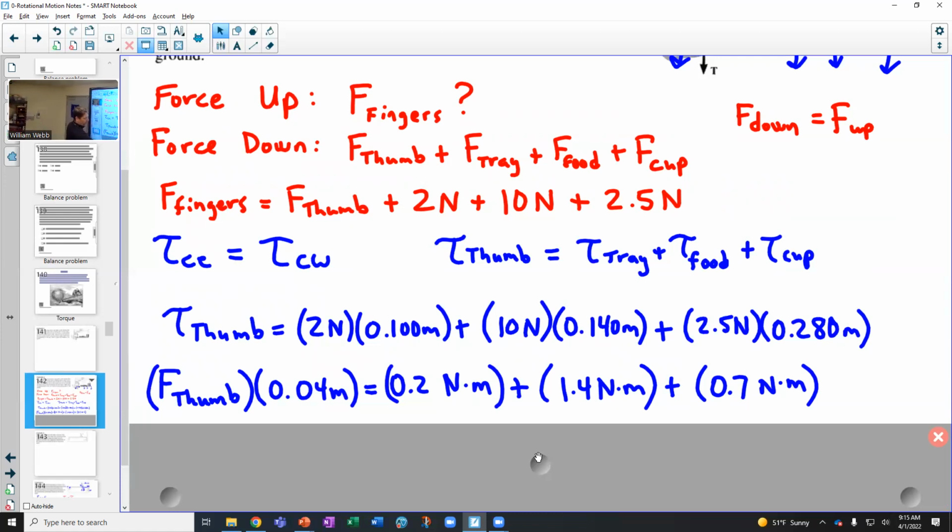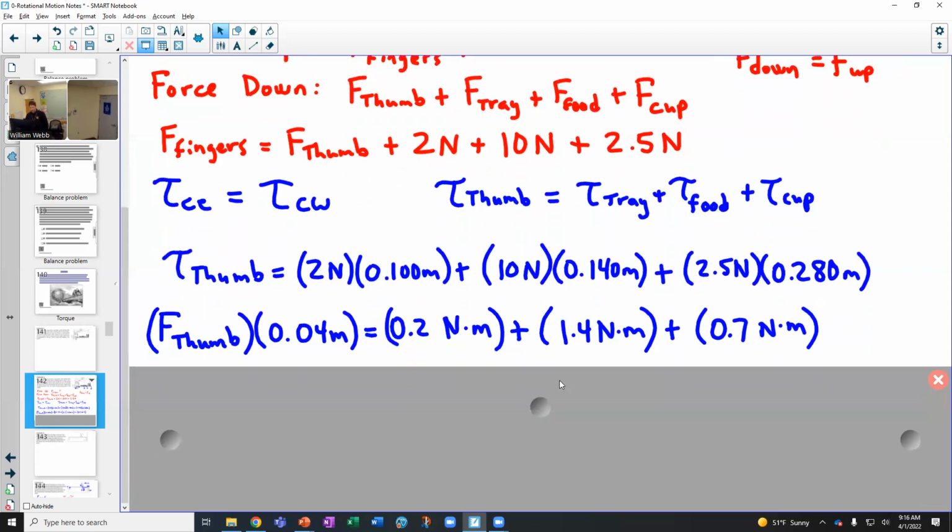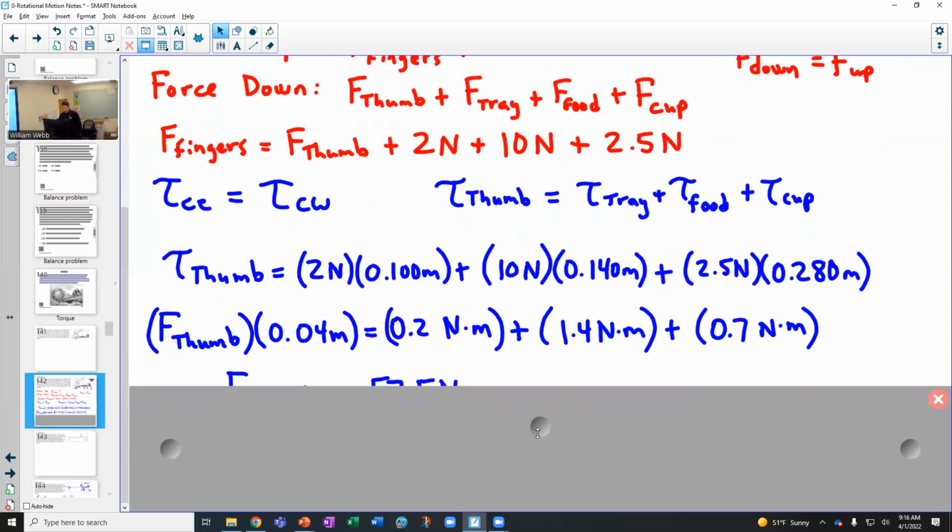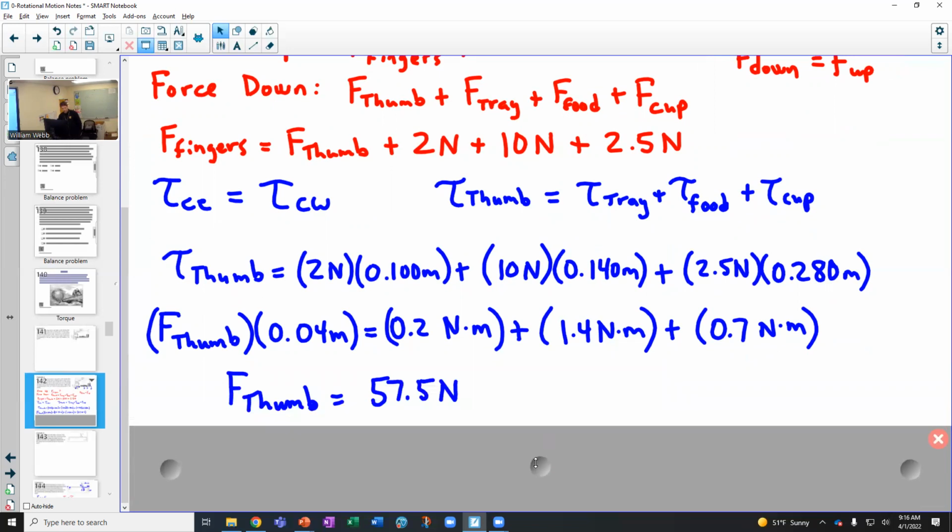Here I'm just taking 2 times 0.1, 10 times 0.14, 2.5 times 0.28, and I've got the torque of the tray, the torque of the food, the torque of the coffee, and over here I just got force times the distance the thumb is from the fingers. So now I do only have one variable left in that equation, right? It's just the force of the thumb. So now it's just algebra. We just solve for that missing variable. So we add everything up on the right, divide it by 0.04, and we can find the force of the thumb is 57.5 newtons.